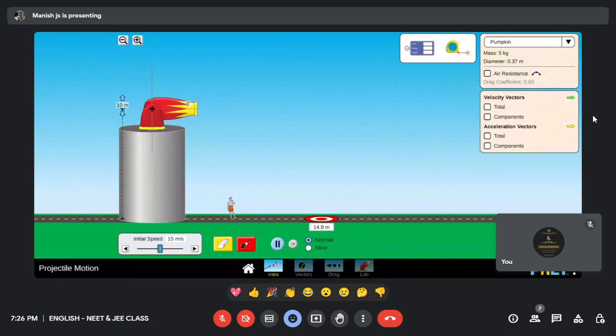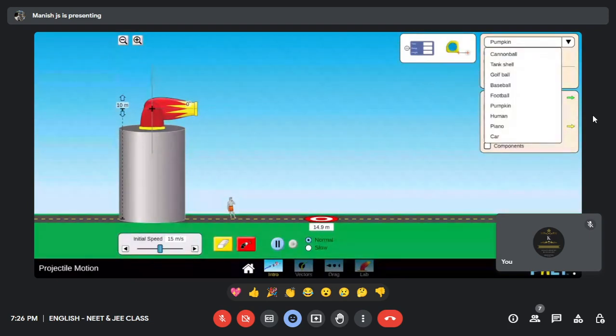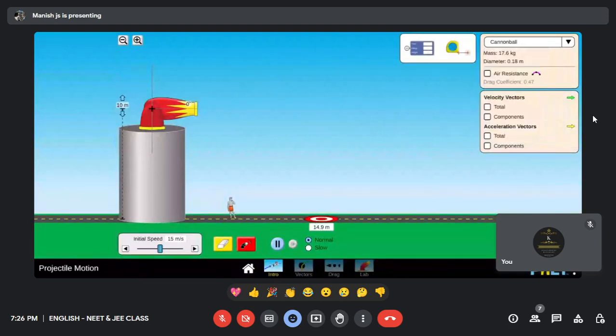At the normal speed, I'm going to show it. On the top, we can select whatever we want, so I have chosen cannonball. Air resistance for now, I'm not considering. So when there is no air resistance, what is going to happen? Let me shoot it. I hope you can see this trajectory. Once I have shot, you can see the blue colored path has been traced. That is the path taken by the projectile.